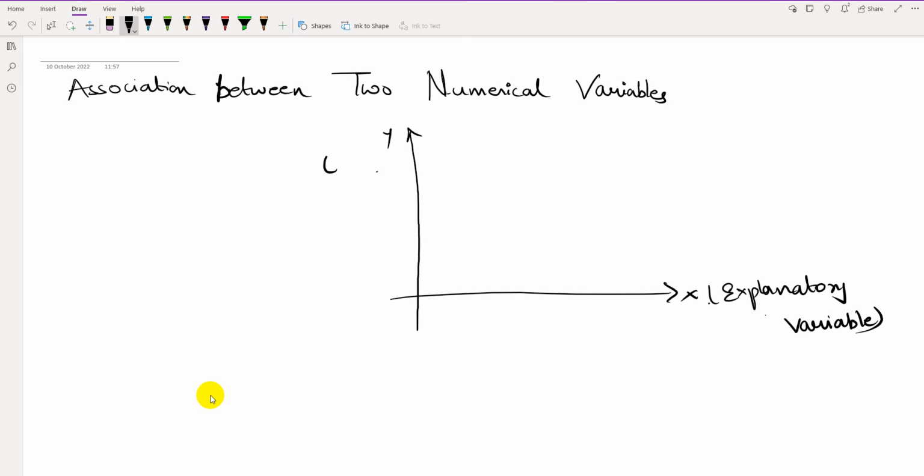And y is called the response variable. So this is our scatter plot. These are the names of our x-axis and y-axis. One is the explanatory variable and y is called the response variable.